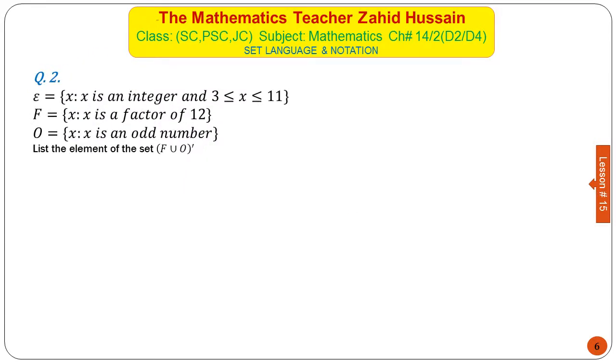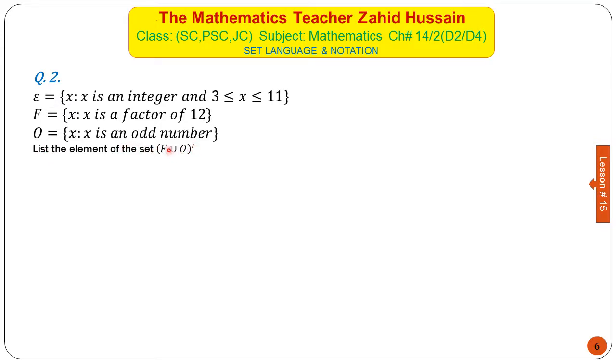Question number 2. In this question, the universal set is the set of all x such that x is an integer and x is greater than or equal to 3 and less than or equal to 11. F is the set of all x such that x is a factor of 12, and O is the set of all x such that x is an odd number. You are asked to list the elements of set (F union O) complement.